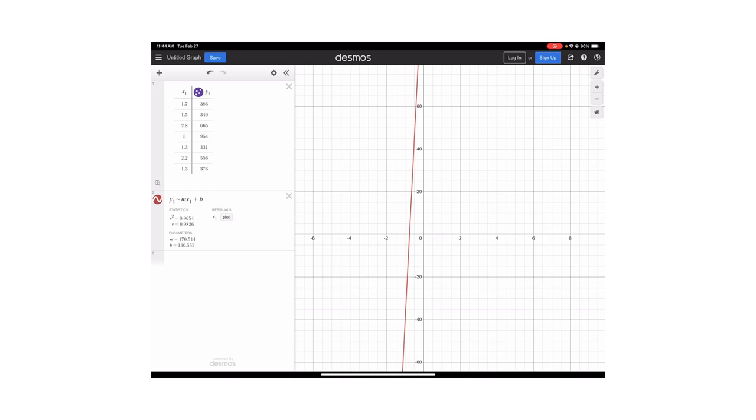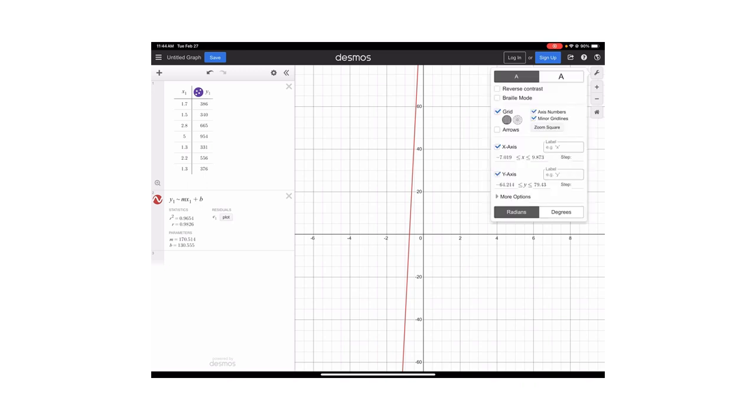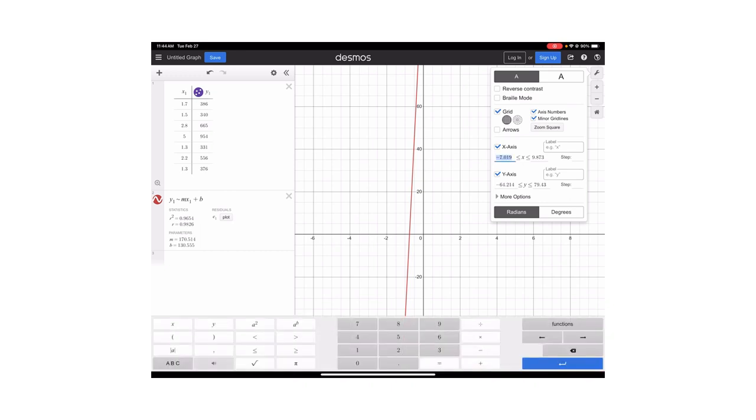An easy way to change what you're viewing is to click on that little wrench tool there, and then change your x and your y values. So my smallest x is like 1.3. Is that right? How come I have two 1.3s? I might have made a mistake there, but you'd want to go back and check your numbers. Anyway, my smallest is 1.3 and my largest is 5.